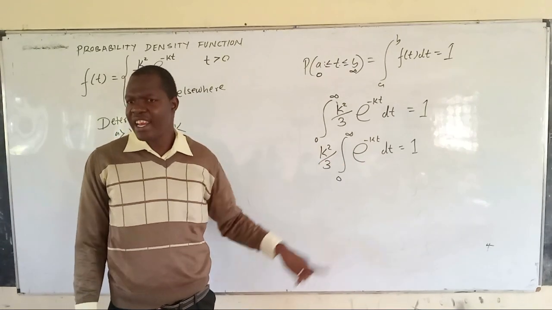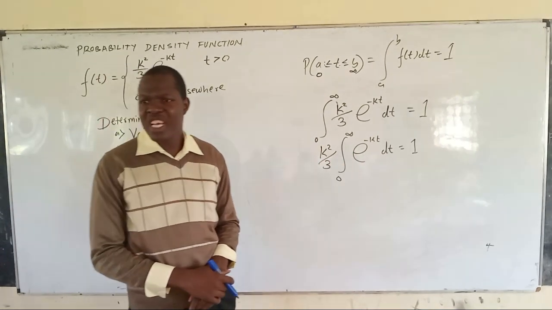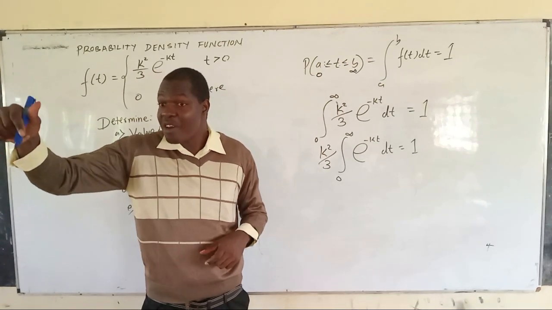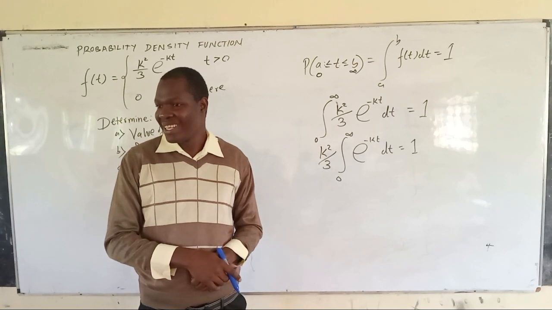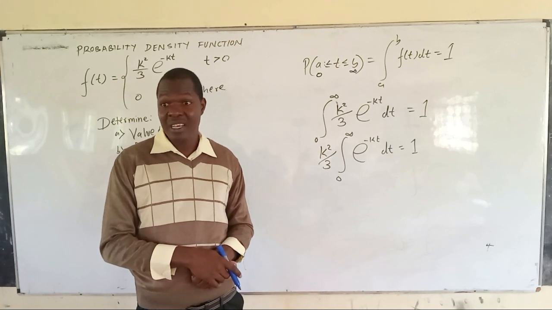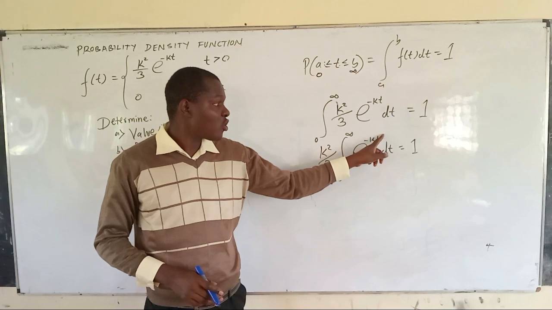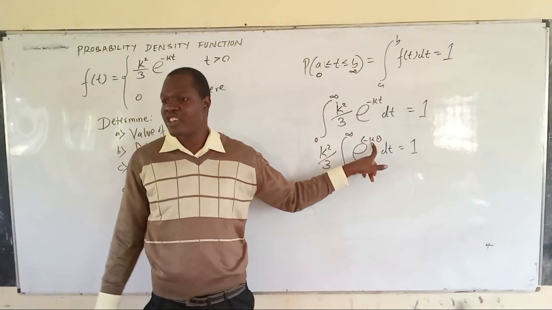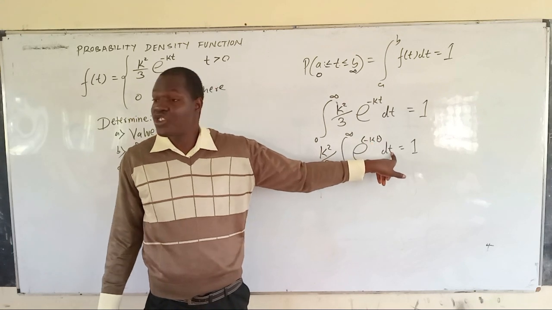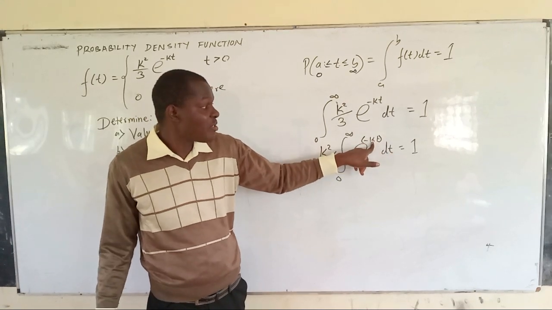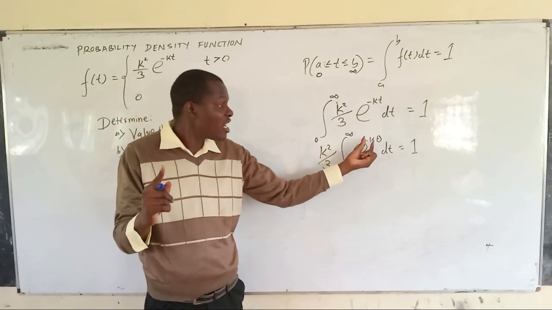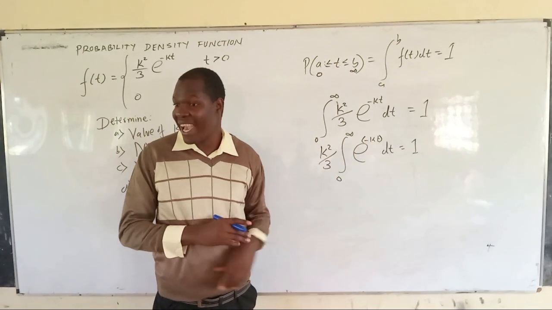Now, if you integrate an exponential function, it remains the way it is, then you divide by the derivative of the inner function, which must be a constant, because we'll have algebraic substitution. The inner function here is negative kt, and our variable is t. So negative k is a constant, and the derivative of the inner function will just be negative k.